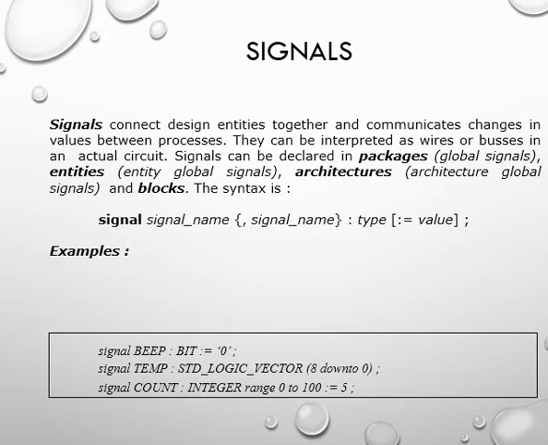Signals can be declared in packages, and if they are declared in packages, then these are global signals. If they are declared in entities, then they are entity global signals, and in architectures, the architecture global signals, and they can also be declared in blocks. So we can declare them in entities, architectures, blocks and packages. Okay, so the syntax for this is signal.